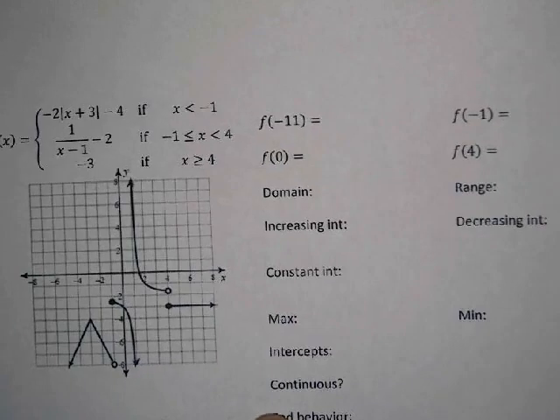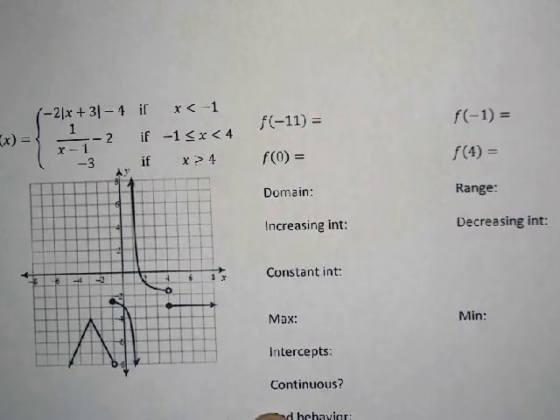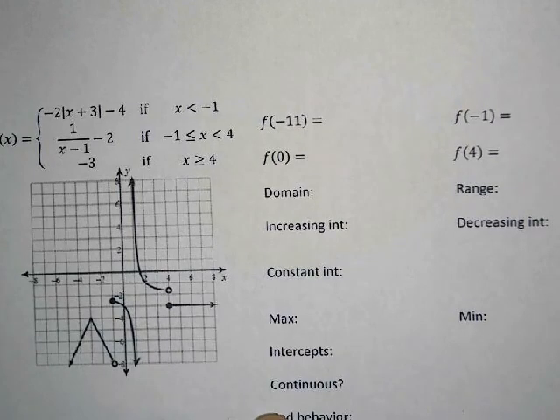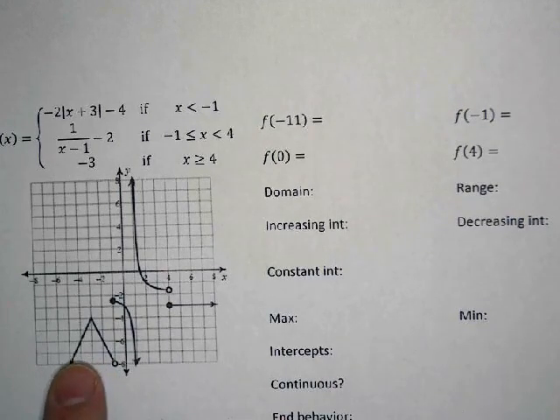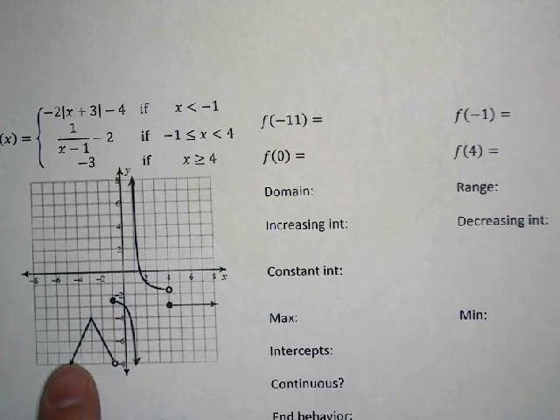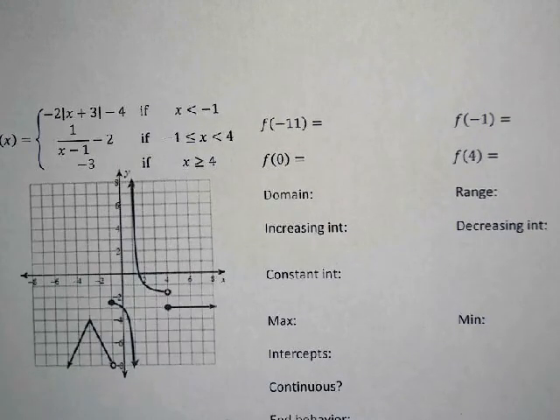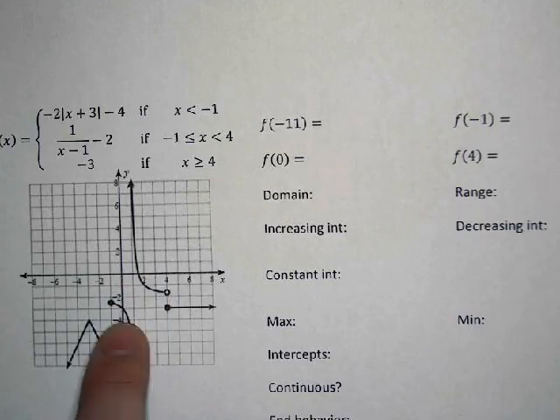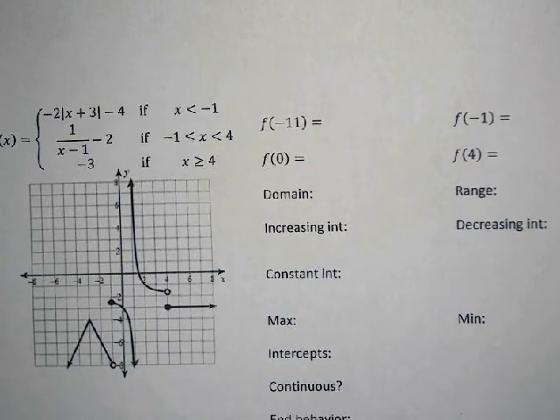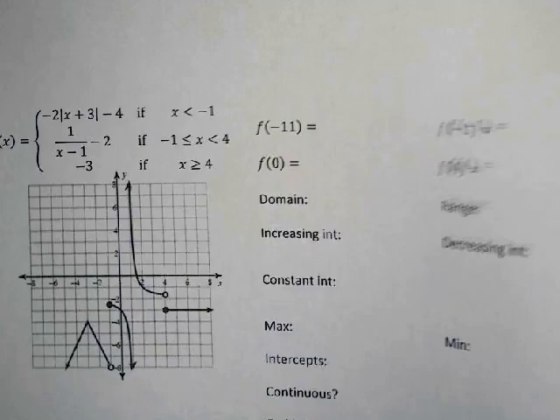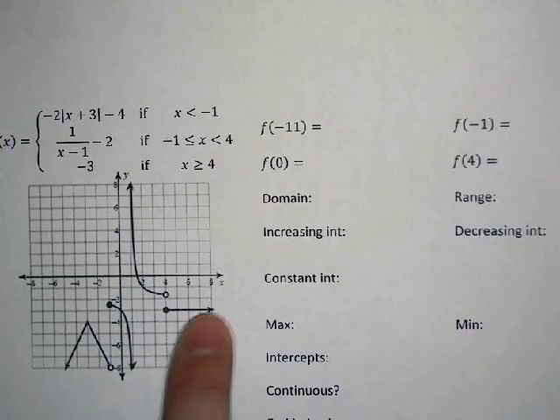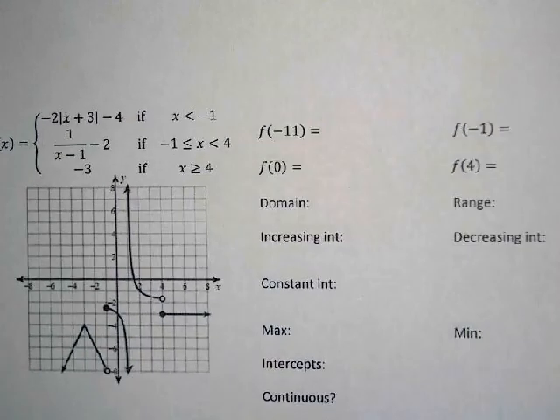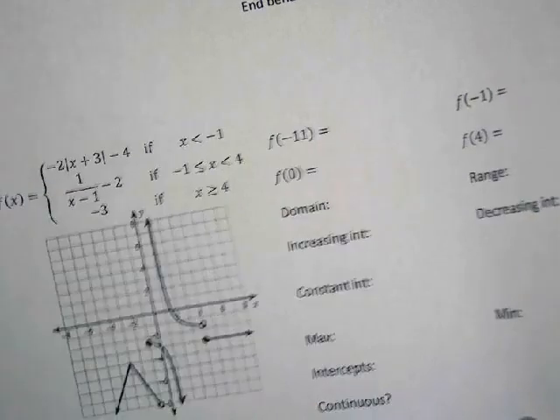Number 6 is another kind of funky looking one. Number 6 is going to kind of have a weird domain to it. It's going to have a weird range. We're going to have to find the x-intercept there. X-intercept is going to be a decimal. End behavior is going to be interesting on this one. So number 6 would be a good one.